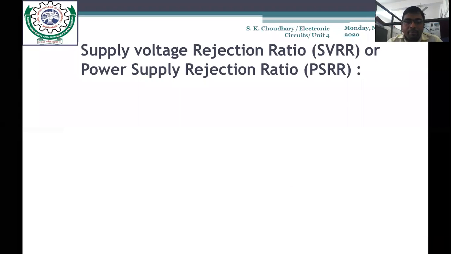The sixth parameter is the supply voltage rejection ratio, which is also called power supply rejection ratio.